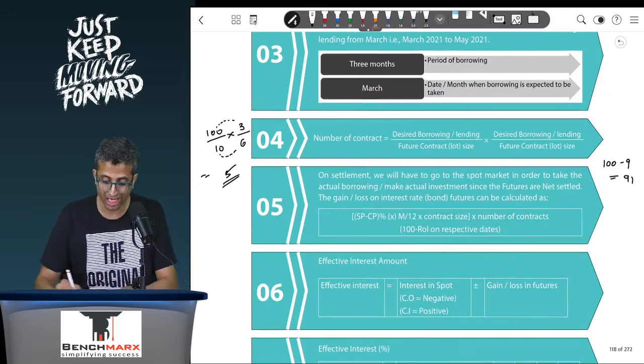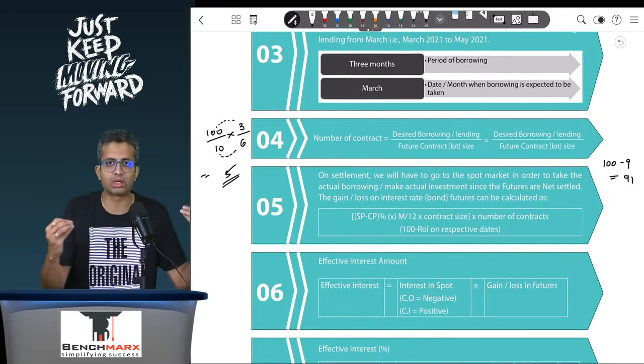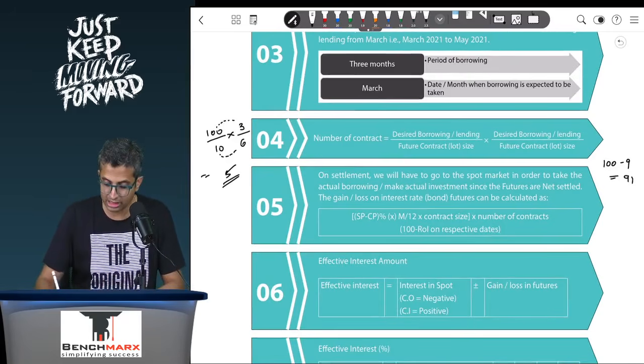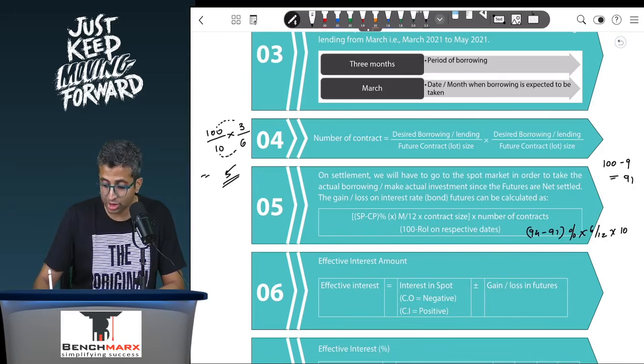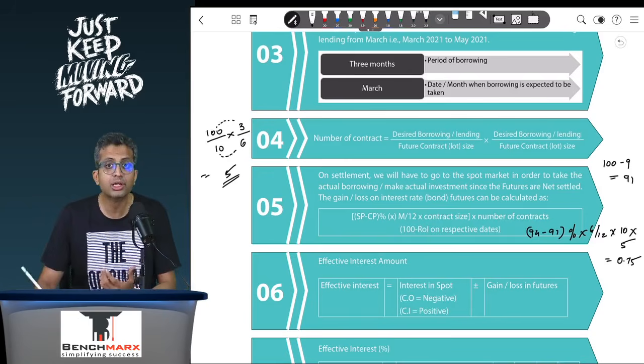So if you want to calculate the gain or loss, and we'll do practice on this, when you hear this, it might sound a little intimidating. However, if you do it with pen and paper on sums, it is a fairly easy adjustment to apply. So you will say that, for example, 94 minus 91, that is in percentage, into 6 by 12, into a futures contract size of 10 crores, and you have entered into 5 such contracts. So if I do this working, probably I will get around 0.75 positive.